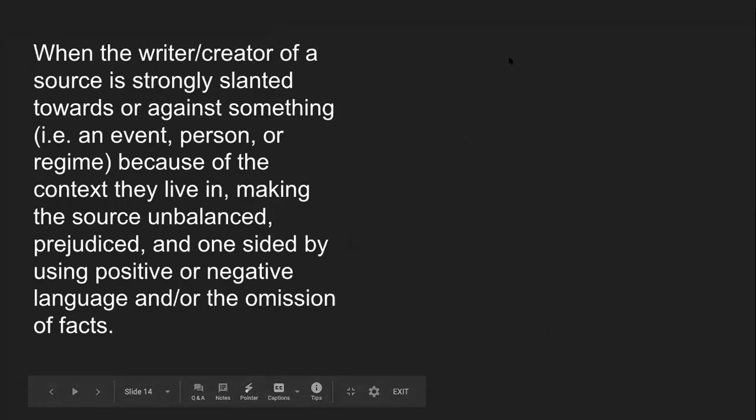The first definition states, when the writer, creator of a source is strongly slanted towards or against something, i.e. an event, person, or regime, because of the context they live in, making the source unbalanced, prejudiced, and one-sided by using positive or negative language and/or the omission of facts.